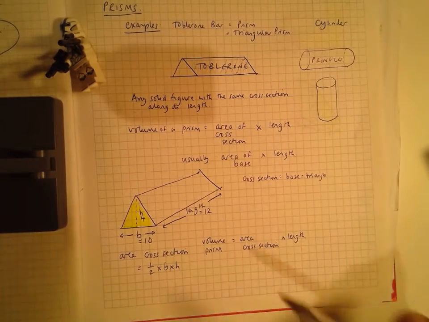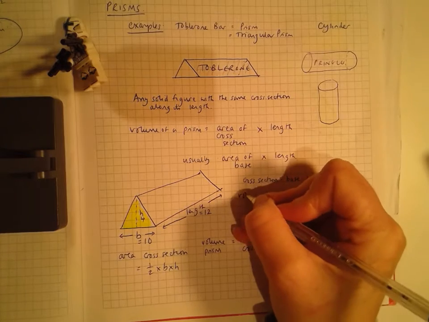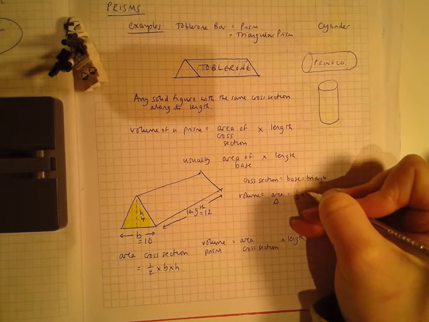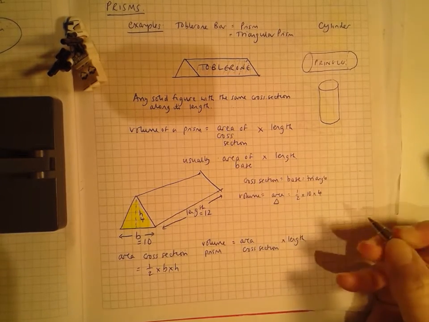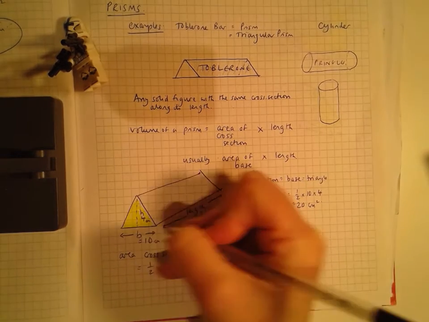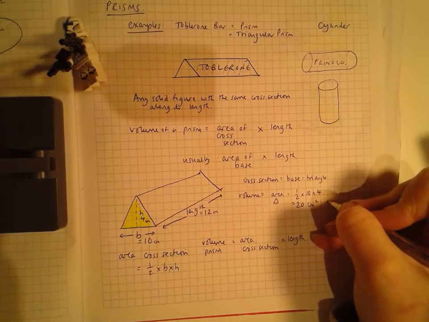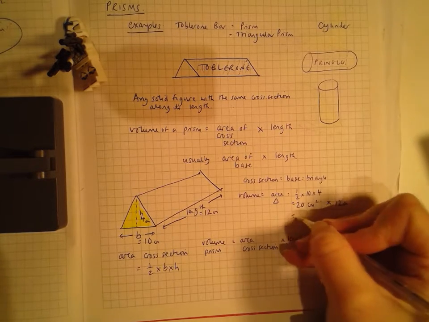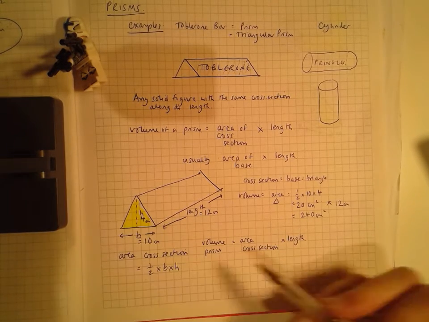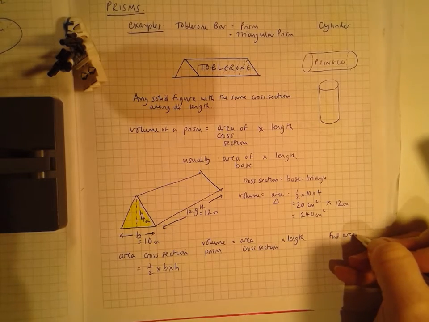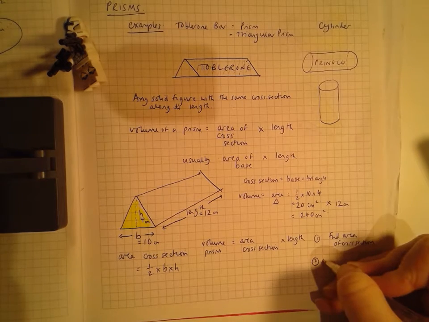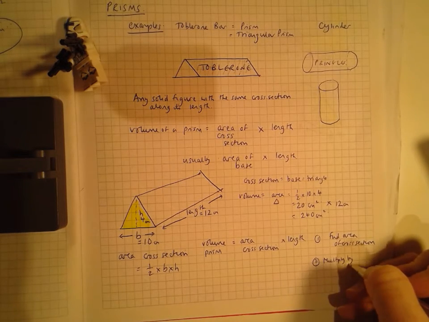So in this case, the volume will be the area of the triangle, which is a half times base, which is 10, times perpendicular height, which is 4, which is 20 centimeters squared. I'm just putting the centimeters there, and then I multiply it by the length, so 12 by 20, which is 240 centimeters cubed. So you find the area of the cross section, and then multiply by the length. Okay, let's go over the page.